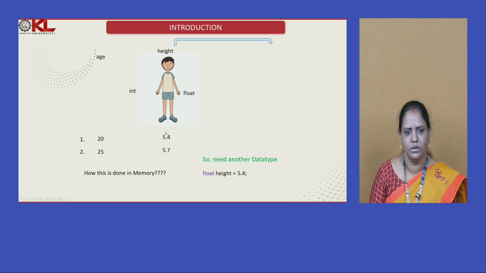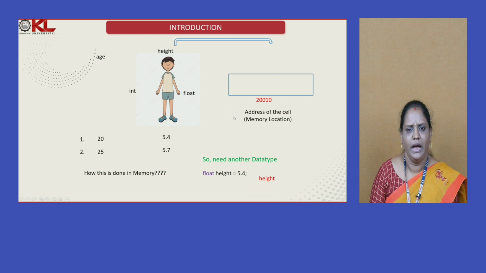So in order to store the fractional type of value, we have to declare a float type of variable. The data type is float, the variable name is height and the value is 5.4. Now what happens when I declare a variable like this? The computer takes some memory, and how much it takes depends on the data type. Here it is a float type, so it takes 4 bytes of memory and gives some address to that location, the variable name is height, and this 5.4 will be stored in that location.